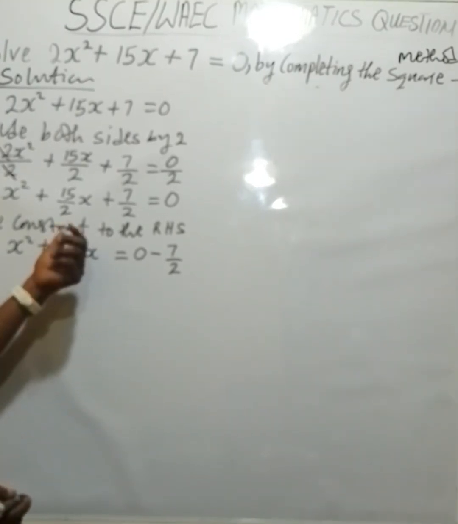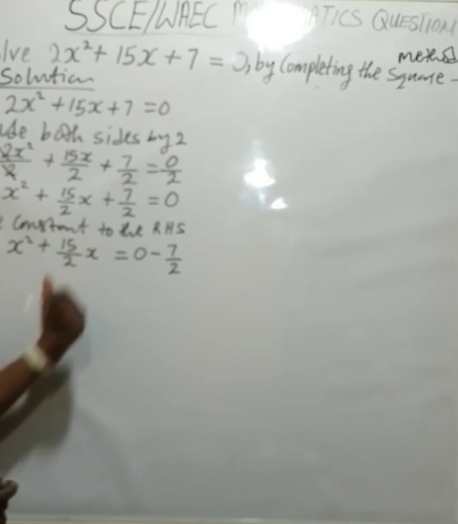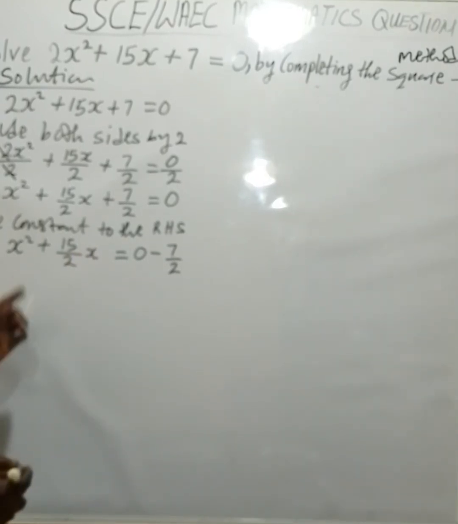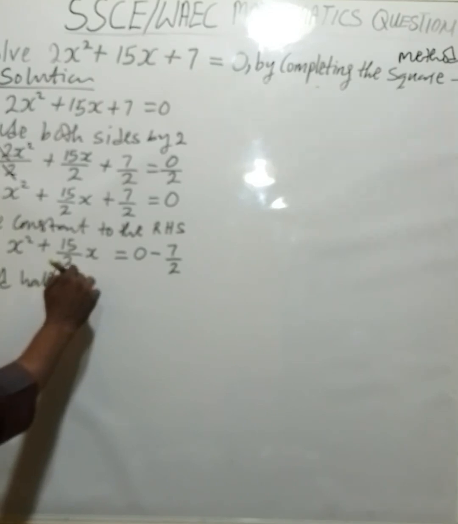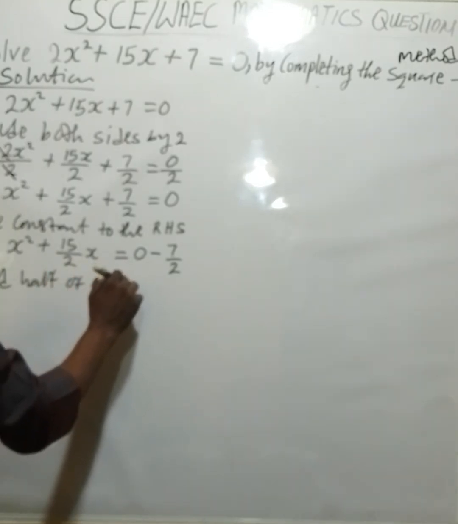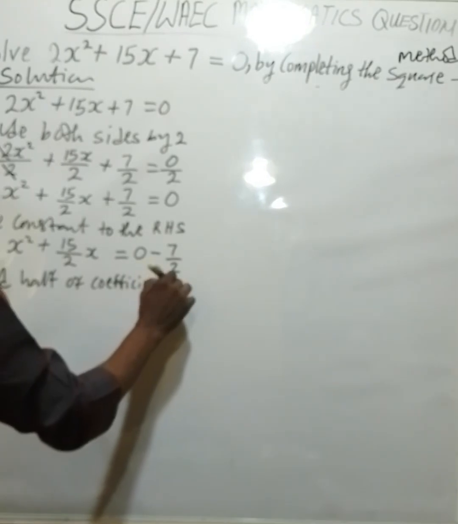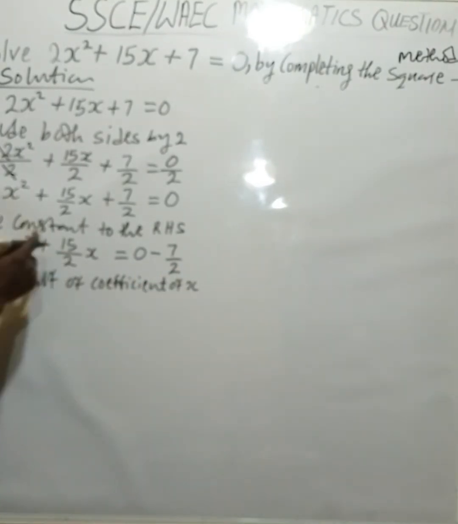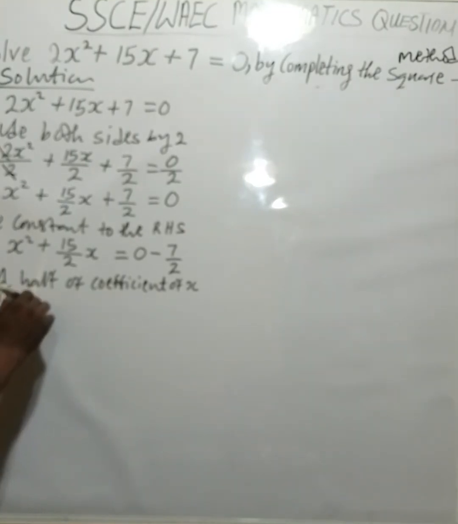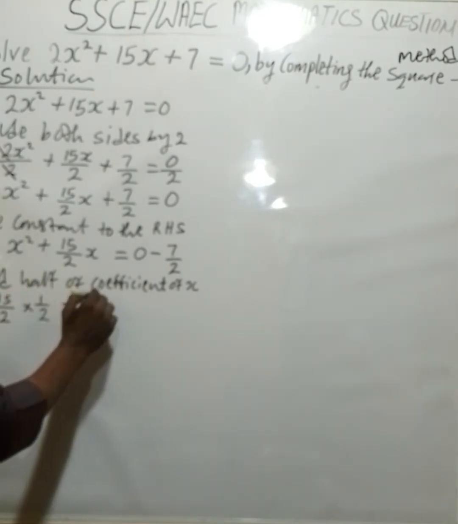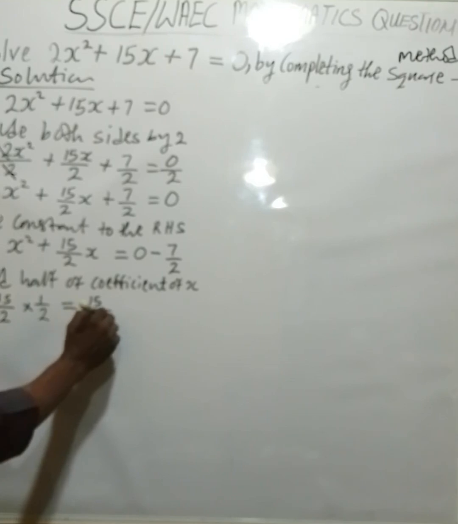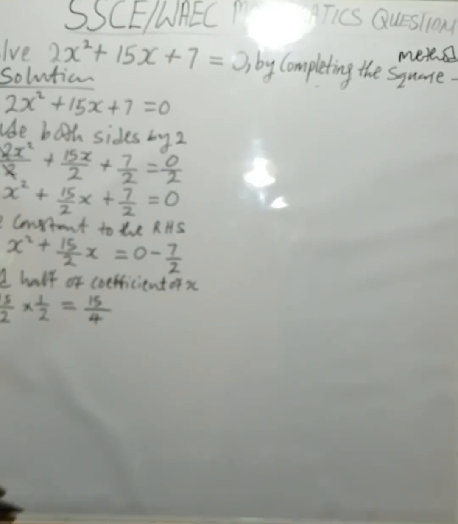Having done that, the next thing that we are going to do now is we have 15 over 2 as the coefficient of x. So the third step now is to find half of the coefficient of x. The coefficient of x is 15 over 2. To find half of it, we just multiply it by 1 over 2 equals 15 times 1, 15, 2 times 2, 4. So that's the half of the coefficient of x.